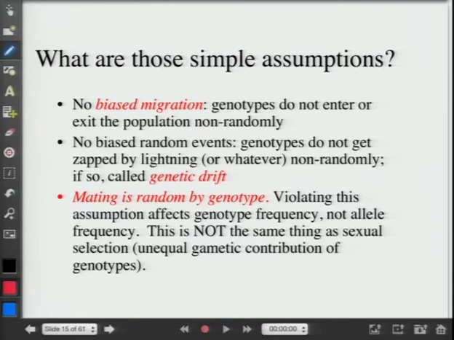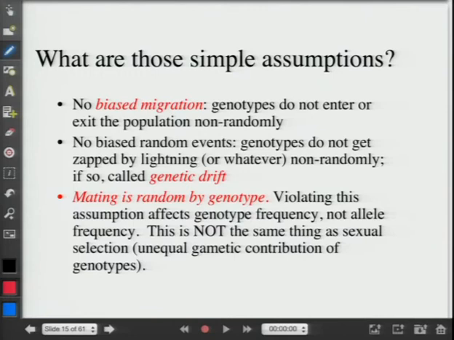No biased random events. So all kinds of misfortunes happen to organisms, but if they happen randomly with respect to genotype, then on average they're going to take out big A alleles in proportion to the frequency of big A alleles. They're going to take out little a alleles in proportion to the frequency of those alleles. So you have all these random events happening that kill off a bunch of organisms, but they won't change the allele frequencies if those random events are happening in proportion to the alleles within the population. Okay? Otherwise, it's called genetic drift. Genetic drift is random changes in allele frequencies due to random events.